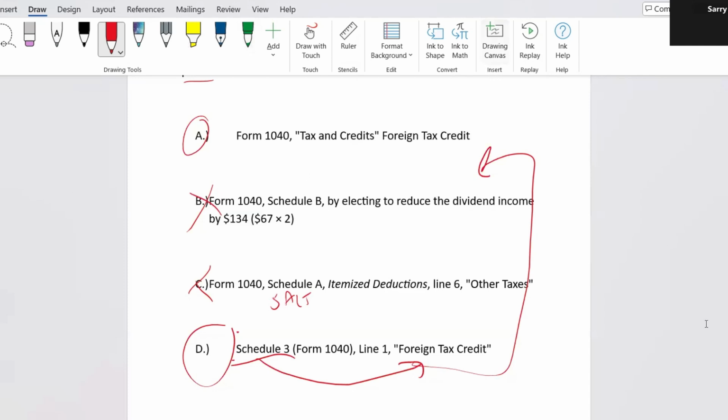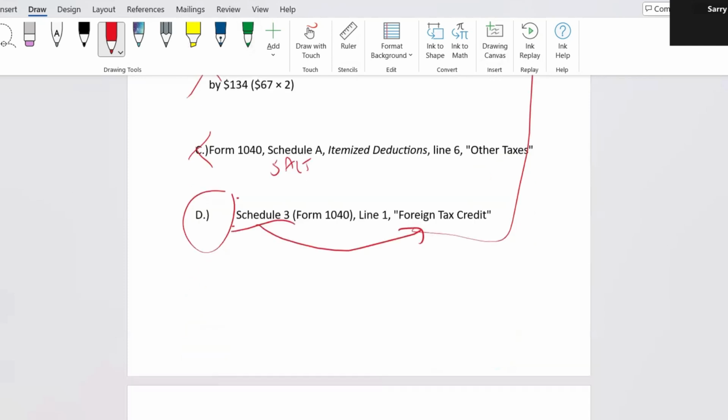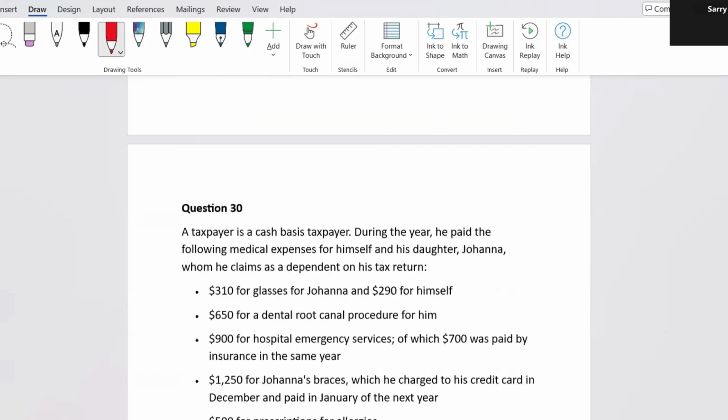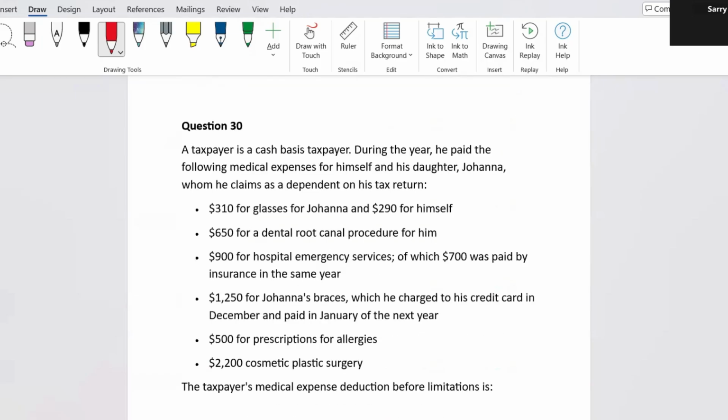And then we have one more question left. A taxpayer is a cash basis taxpayer. During the year, he paid the following medical expenses for himself and his daughter. Who is the dependent on his return?